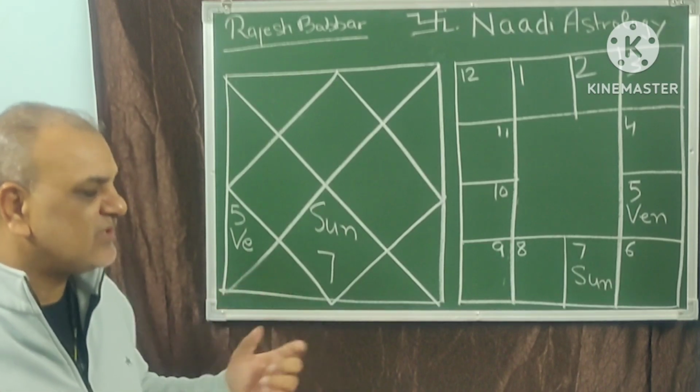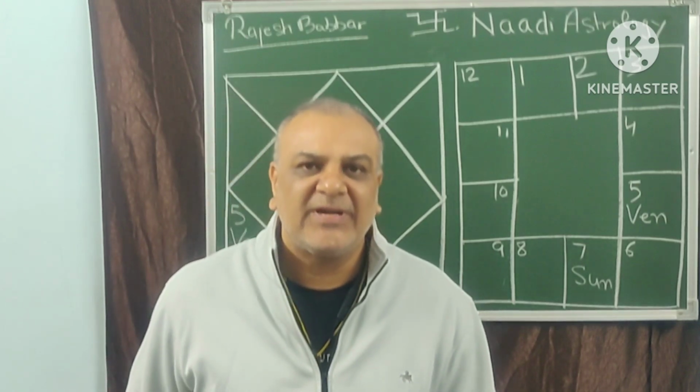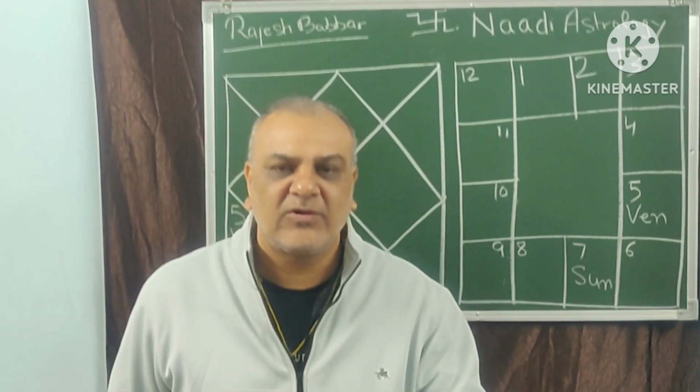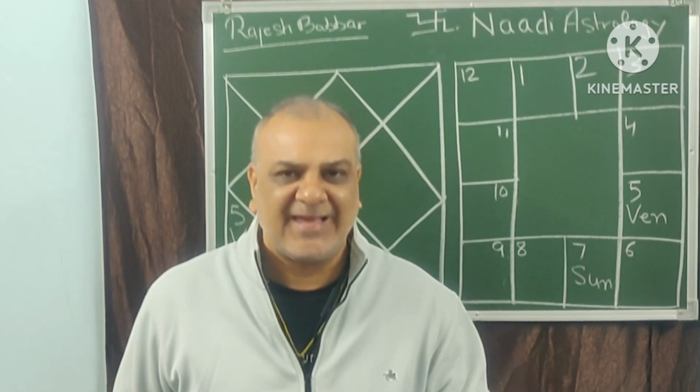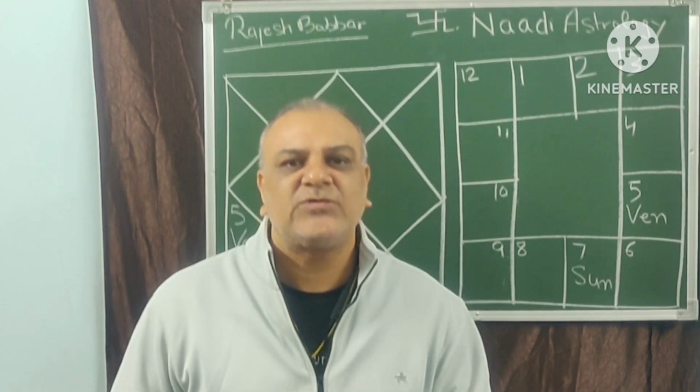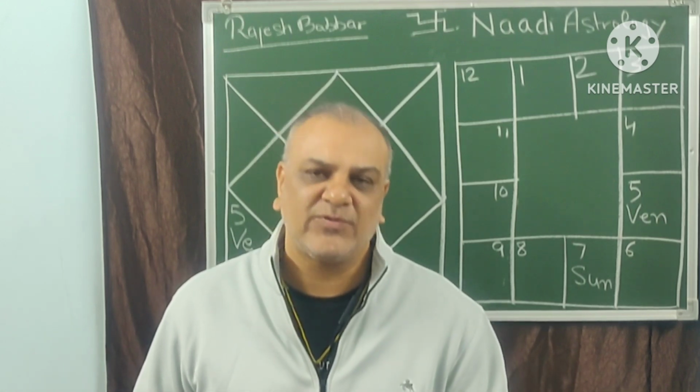If you see Rashi Parivartana, then the third rule, which is very important, is that there will be a lot of ups and downs in the life of the native. That depends upon which two planets are forming a Rashi Parivartana Yoga.